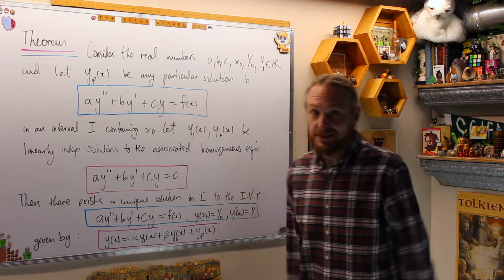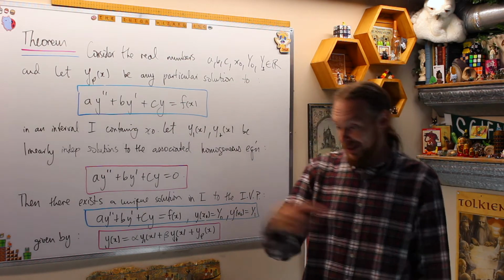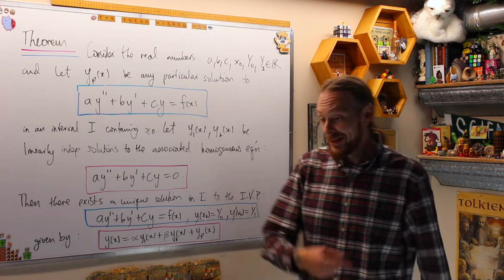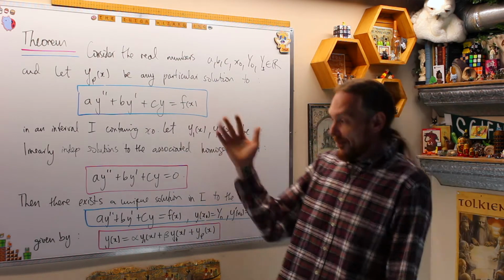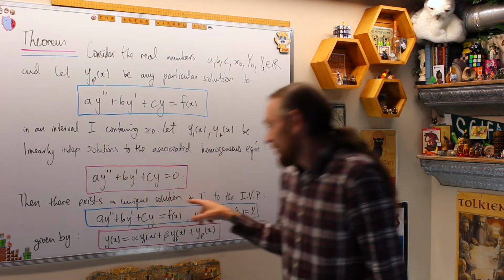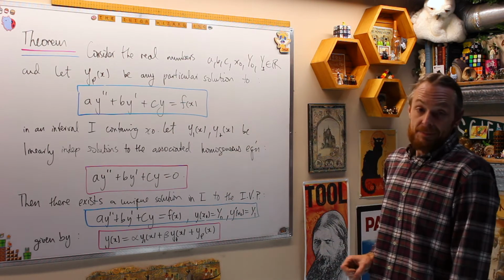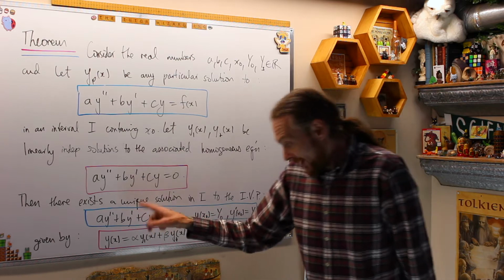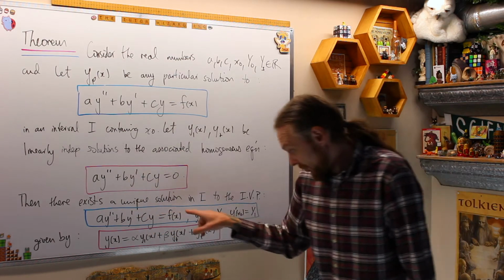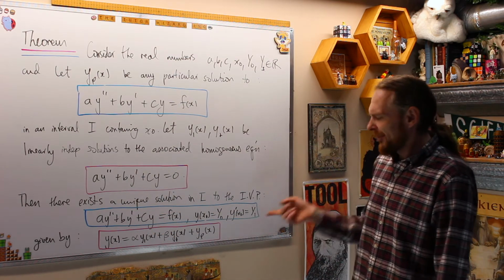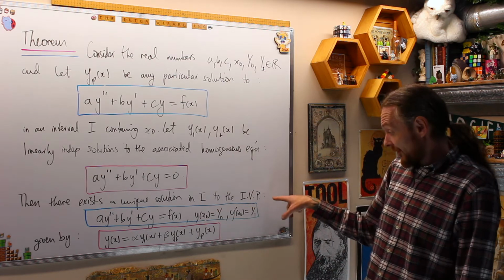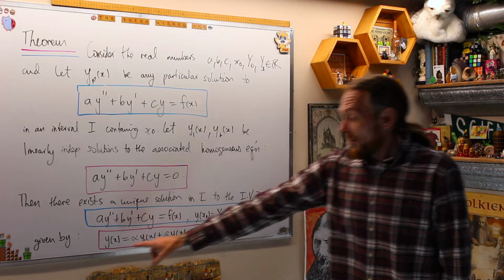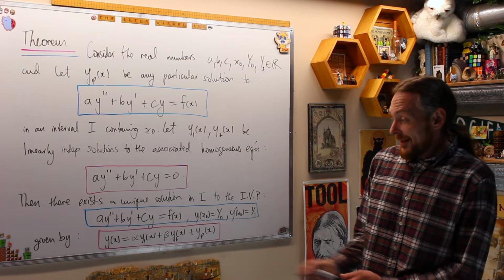It might look drastically different. He's in a kilt this century and then he's in modern clothes in another century, but it's the same dude. There can be only one. What are we saying? There exists a unique solution in this interval I to the initial value problem ay double prime plus by prime plus cy equals f. There exists a unique solution to this initial value problem, and it's given by, in particular, this.